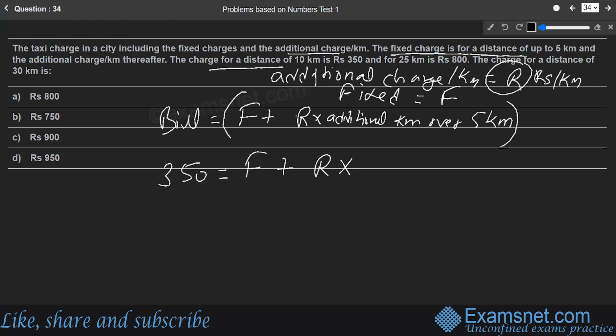So the difference of 10 minus 5 is going to be 5. So this is our first equation: f plus 5r is equal to 350. This is the first equation of the first bill.